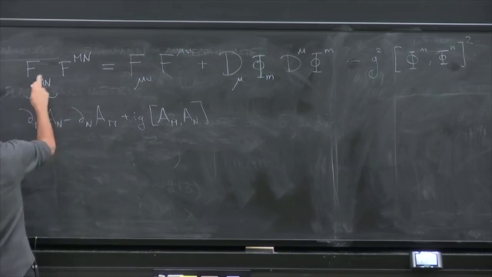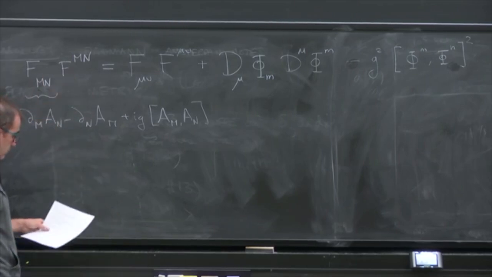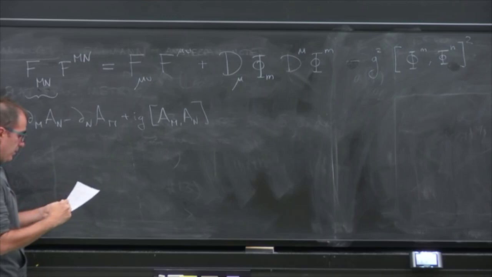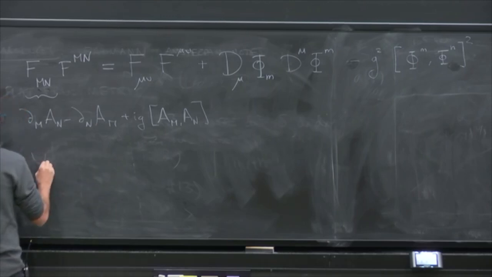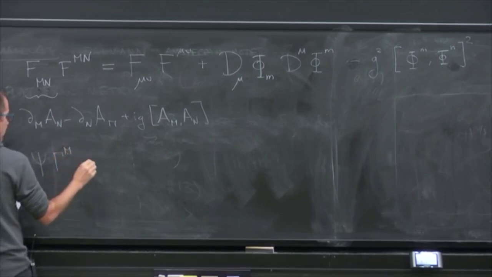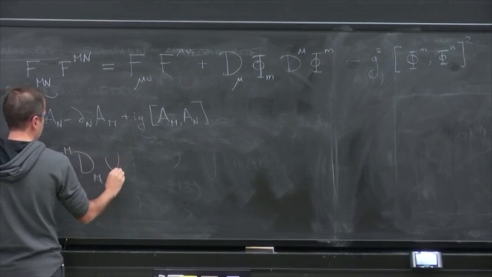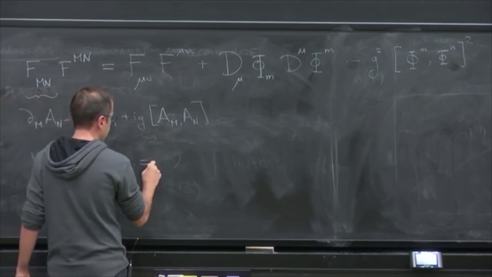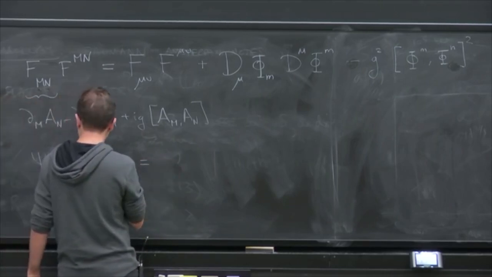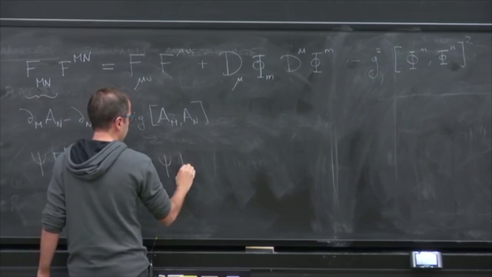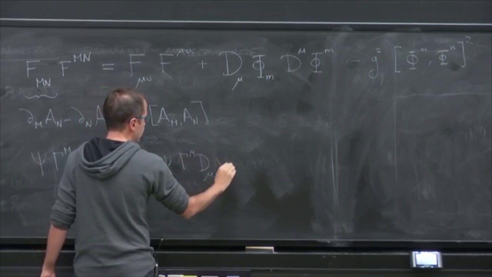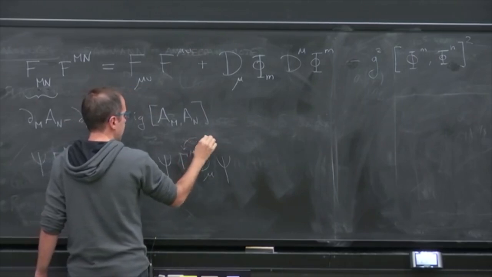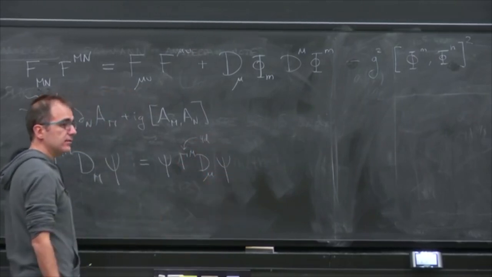And so this is what this term becomes. What about the next term? The other term in the Lagrangian is this psi gamma m dm psi. Now this one, let me write schematically. Schematically, this would be something like psi gamma mu d mu psi, where now these are 4-dimensional gamma matrices.